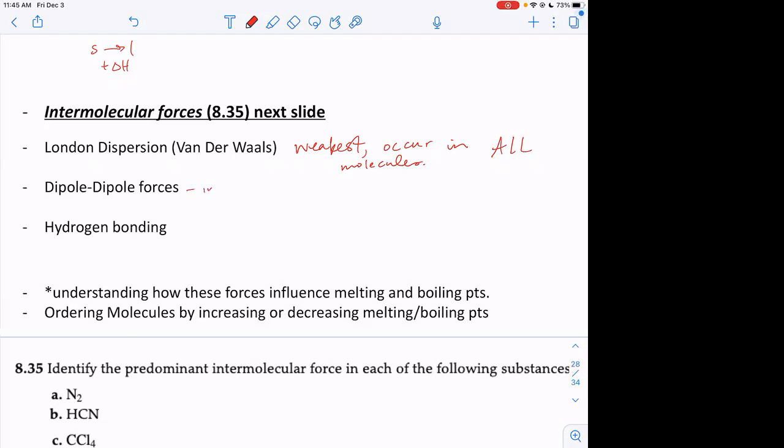Dipole-dipole forces are the intermediate when it comes to the strength of the force or the amount of energy associated with it. And we said these are dominant in polar molecules that cannot hydrogen bond.